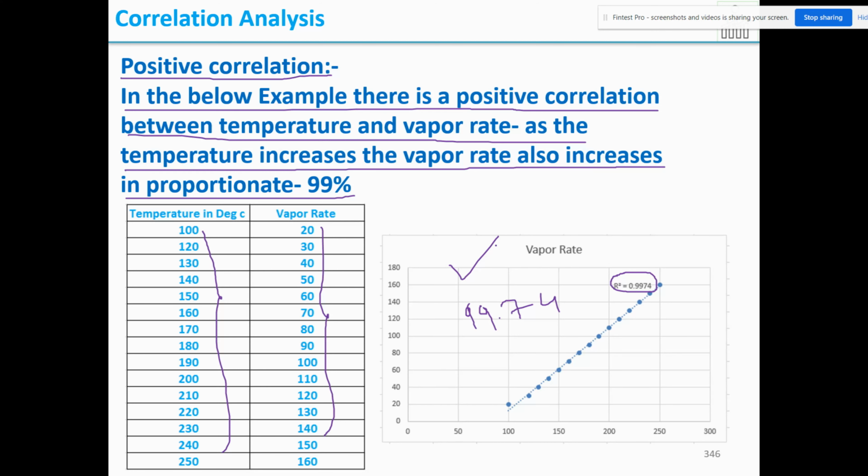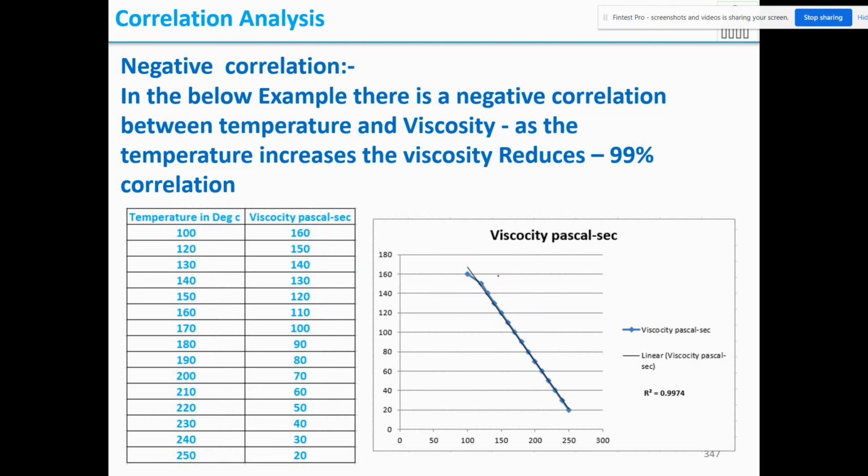So why do we do correlation analysis? Once we know that there is a correlation, we can play with that parameter and try to achieve the required specification or required output.